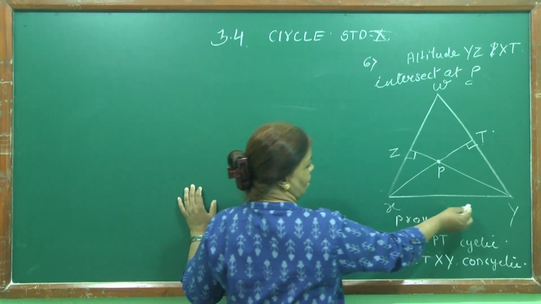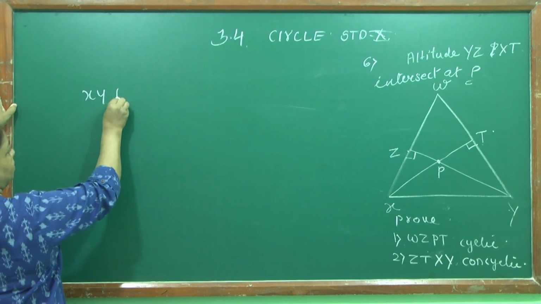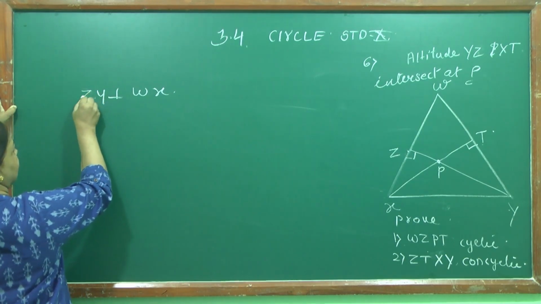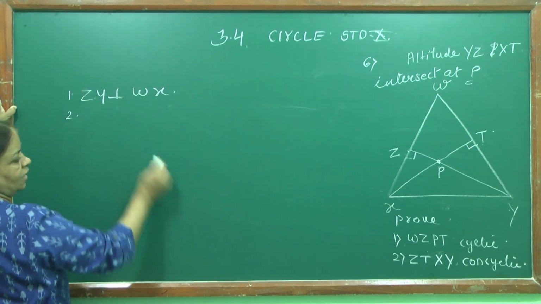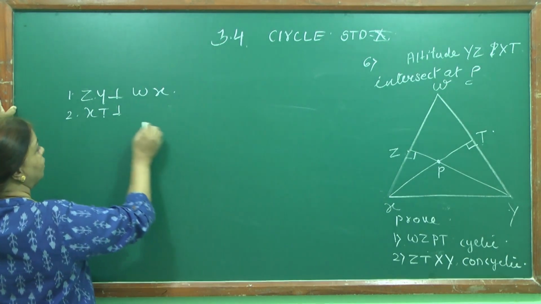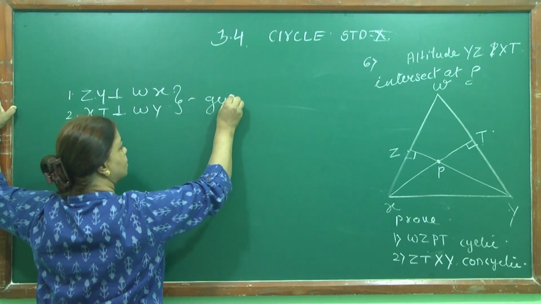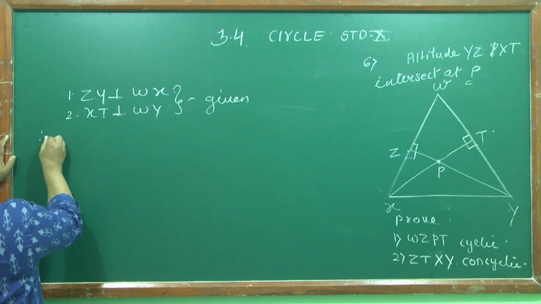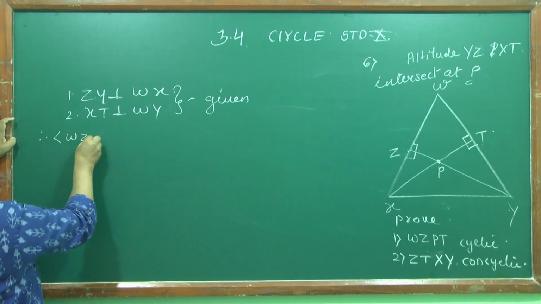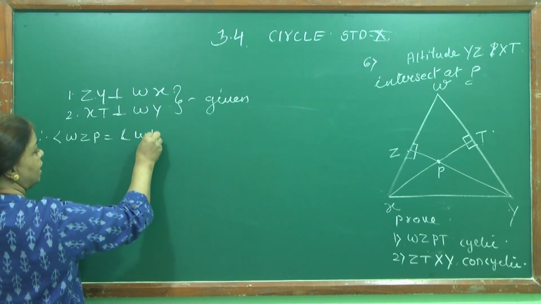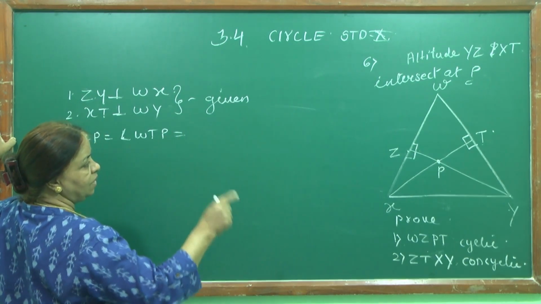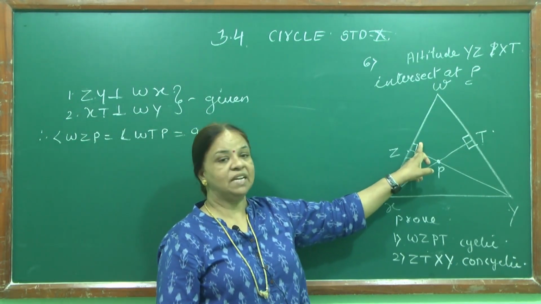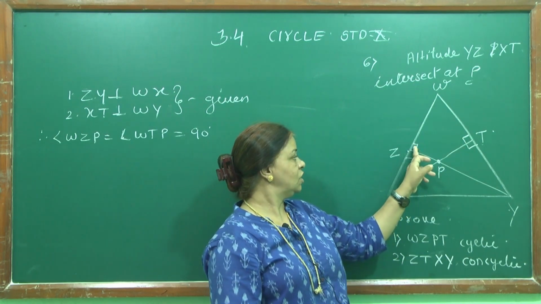Now children, you see here, ZY is perpendicular to WX, and second, XT is perpendicular to WY, and the reason is given. Now this would be 90 and this would be 90, therefore I can say angle WZP is equal to angle WTP, equal to how much? WZP and WTP will be equal to 90 degrees. If this is 90, the linear pair will be 90 degrees. This is 90, the linear pair will be 90 degrees.